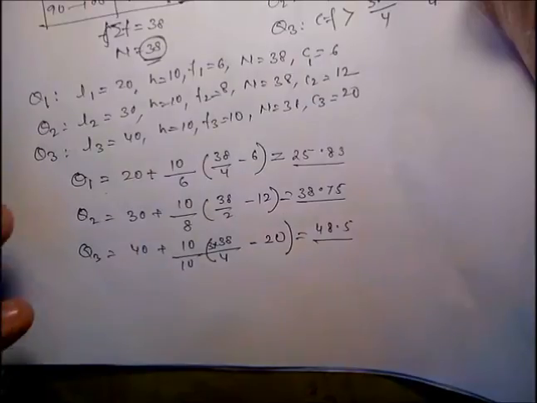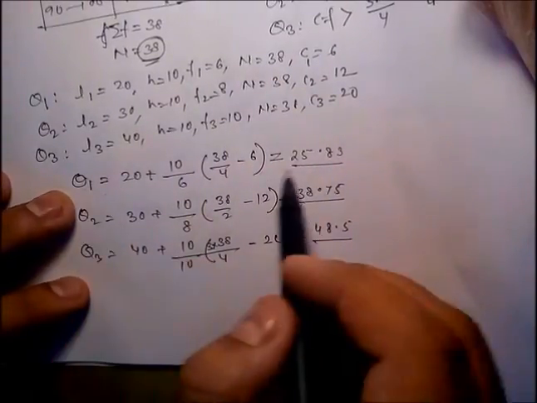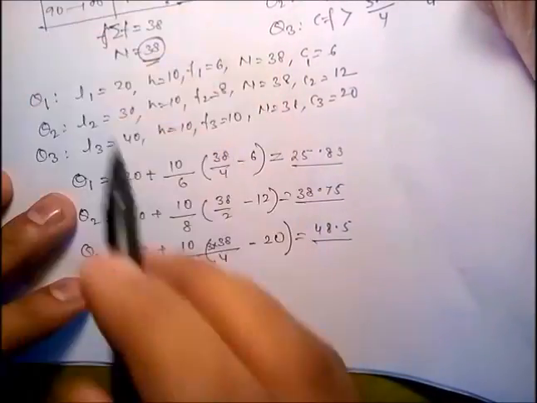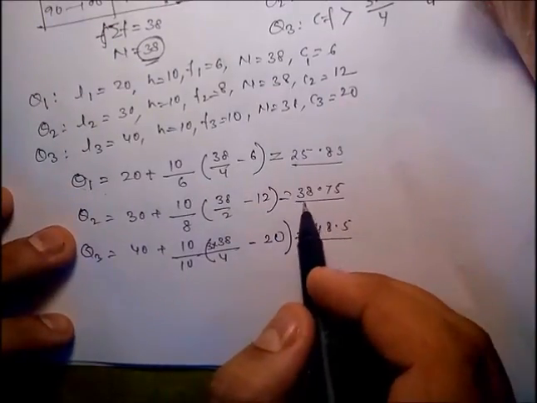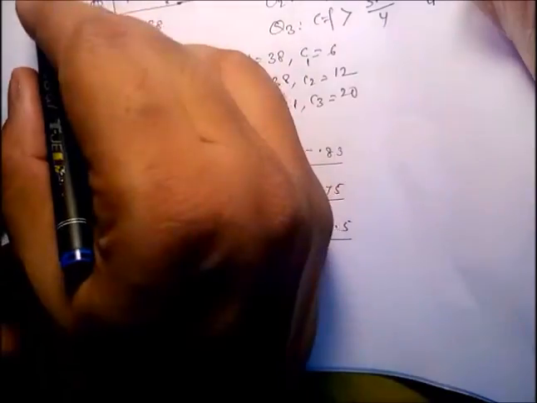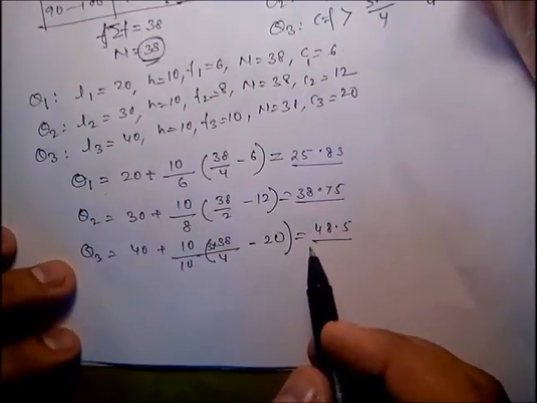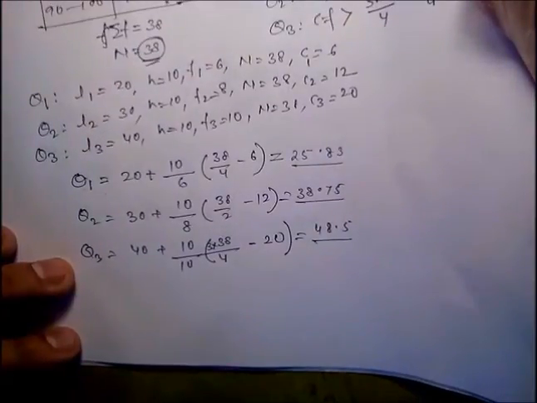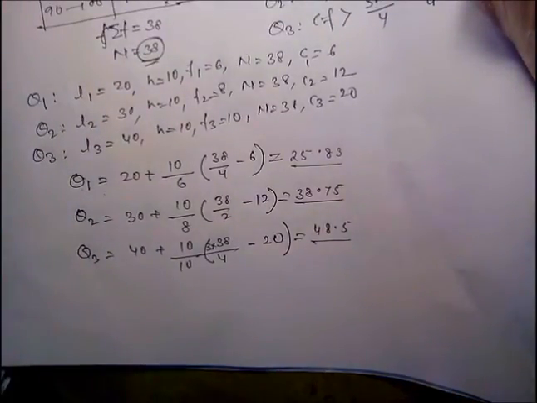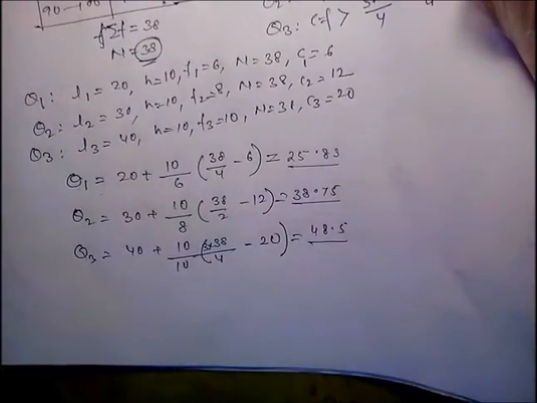Okay, so the Q1 value should be in between 20 to 30, because the Q1 class is in between 20 to 30. The Q2 value is 38.75, which is in between 30 to 40, and Q3 is 48.5, which is in between 40 to 50. Okay, so in this way we can calculate Q1, Q2 and Q3 for the grouped data.